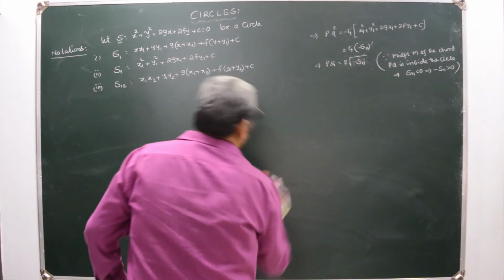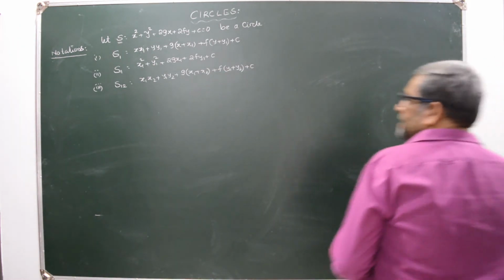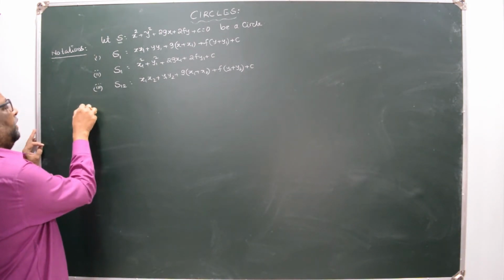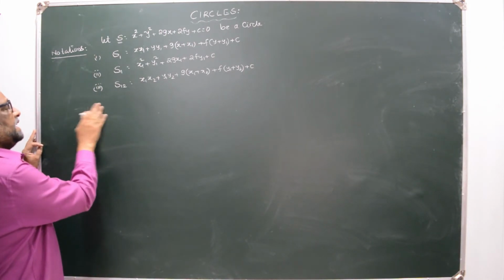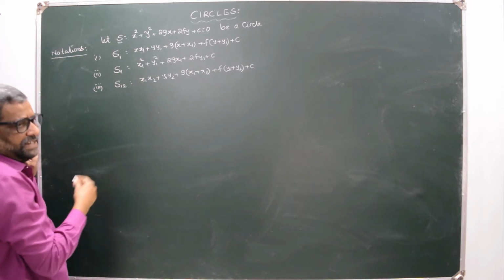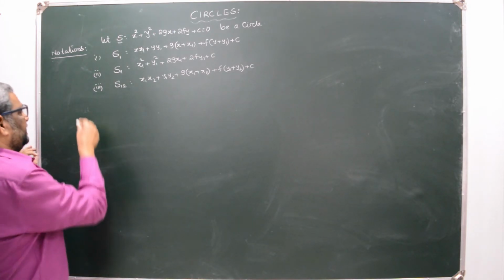So now I'll consider a circle. I'll consider one circle. Now I'll discuss the intercepts, if a circle makes an intercept on the x-axis and if a circle makes an intercept on the y-axis.